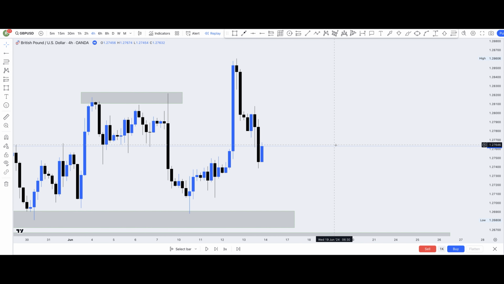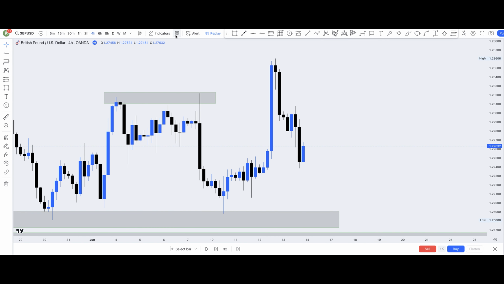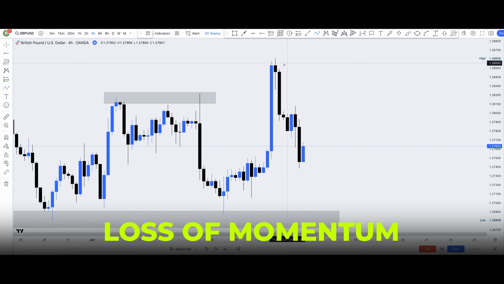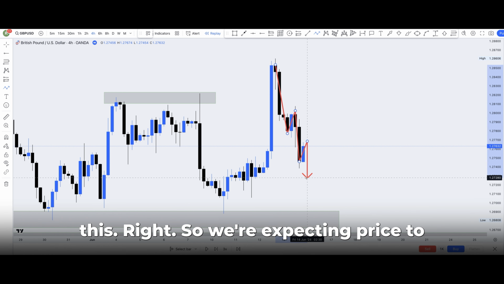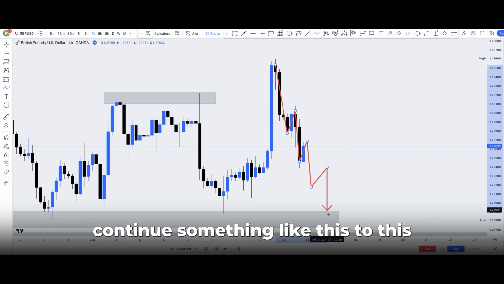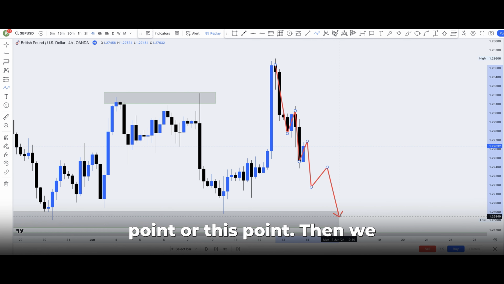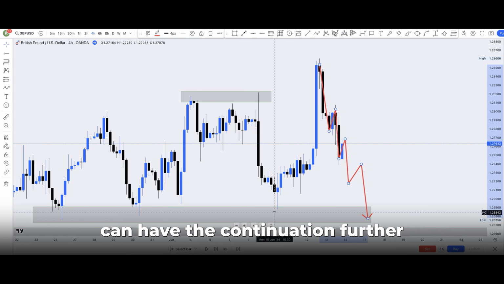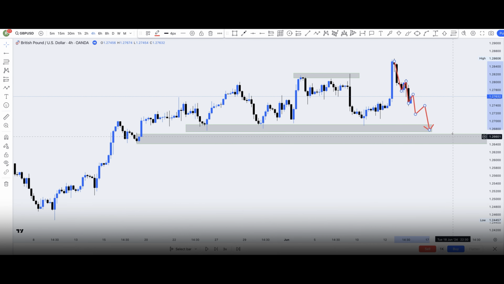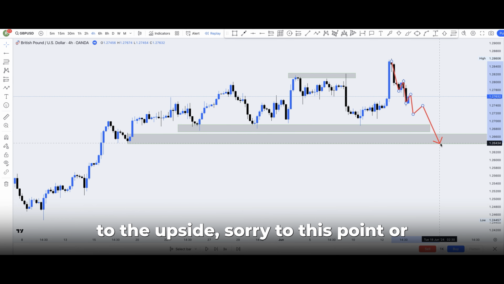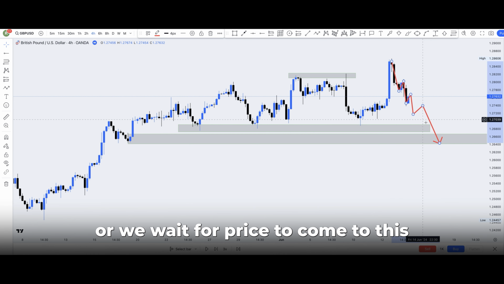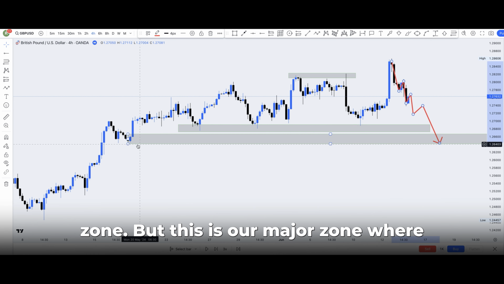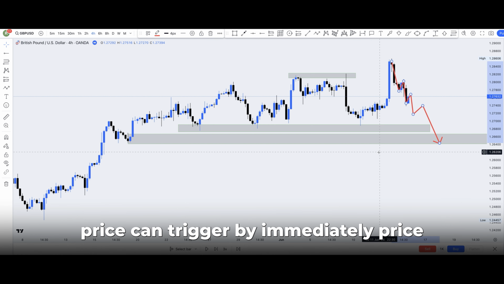Then on this side too, you can see that we started having a loss of momentum right from here. As a retest, we are having a loss of momentum. So we are expecting price to continue something like this to this point or this point, then we can have the continuation further to the upside. Then we continue buying, or we wait for price to come to this zone. But this is our major zone where price can trigger.